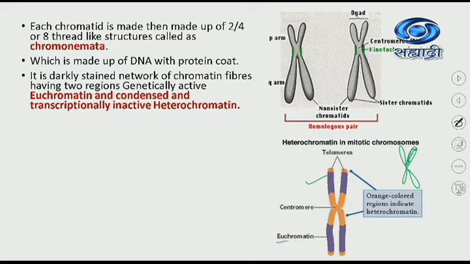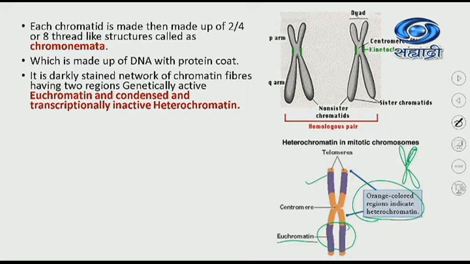You can see in this picture, this is euchromatin. What is euchromatin? It is a little bit lightly stained. It is genetically active. It will participate in protein synthesis. Whereas the heterochromatin, the other region, you can see this which is stained with orange color. It is the inactive part. Okay. So I hope you understood the two regions of chromosome, euchromatin and heterochromatin. Euchromatin is the active region. Heterochromatin is inactive in transcription.